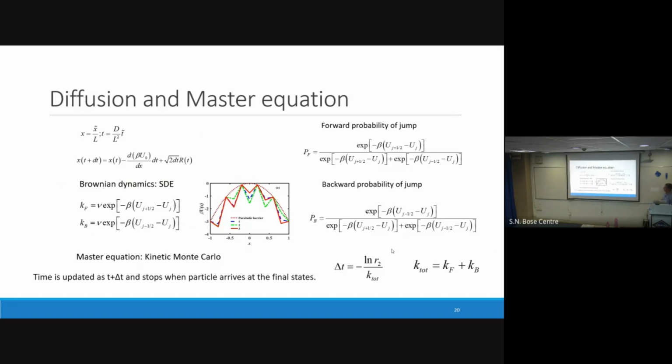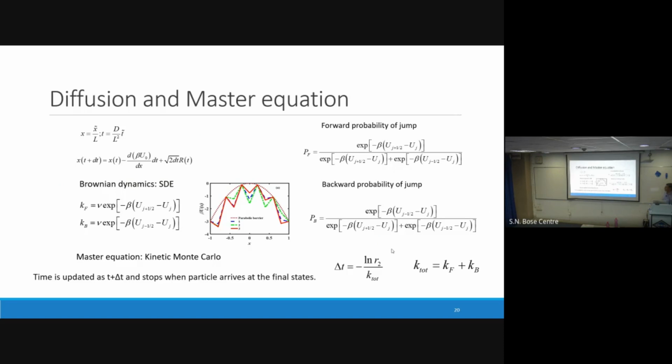One can discretize the barrier region with different microstates, where the different colors indicate different realizations, different sets of microstates. One can get the forward jump probability using this equation and the backward jump probability using this equation, where J plus half indicates the energy of the forward barrier, J minus half indicates the energy of the backward barrier, and J indicates the energy of the microstate. So one can get the forward and backward jump probability from this equation.